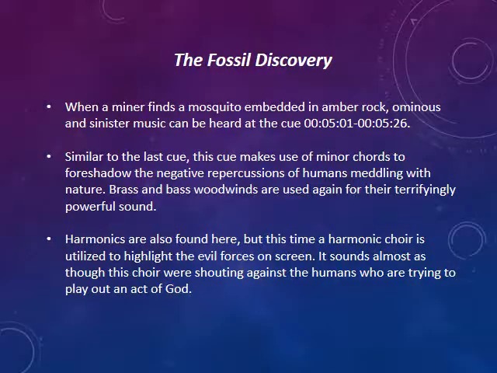When a miner finds a mosquito embedded in amber rock, ominous and sinister music can be heard. Similar to the last cue, this cue makes use of minor chords to foreshadow the negative repercussions of humans meddling with nature. Brass and bass woodwinds are used again for their terrifyingly powerful sound. Harmonics are also found here, but this time a harmonic choir is utilized to highlight the evil forces on screen. It sounds almost as though this choir were shouting against the humans who are trying to play out an act of God.